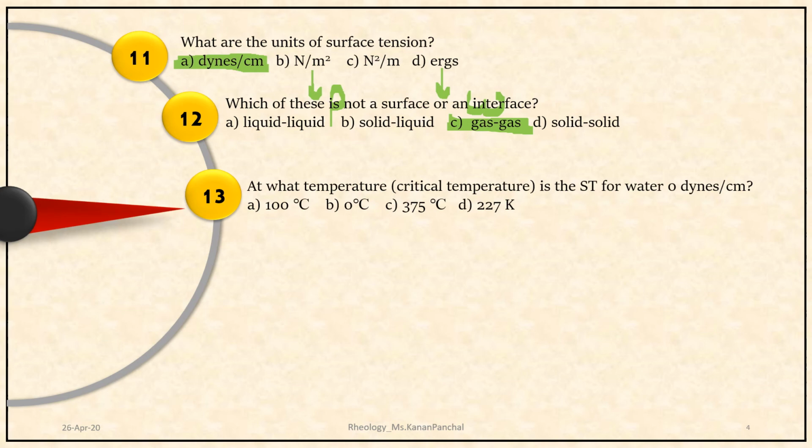At what temperature is the surface tension for water 0 dynes per centimeter? That is, it's talking about what is the critical temperature. The correct answer is 375 degrees Celsius.